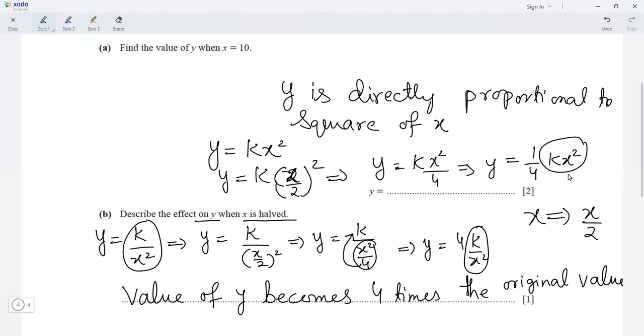So if any kind of condition is given, you just need to read the question again and again, and see exactly what value you need to put for x. I hope all of you understand these processes. These are some important points for variation questions, and some of the mistakes have been discussed here. I hope all of you understand this.